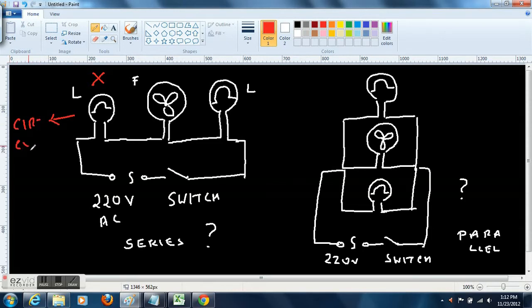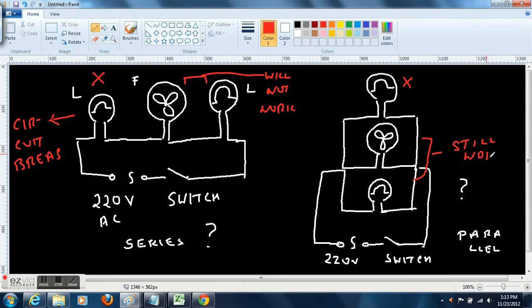Now suppose I connect them in series, hypothetically, and suppose one lamp stops working, breaks. Then what is going to happen? The circuit will break here. Then the remaining appliances like the fan and the other lamp will stop working. Whereas when I connect these three in parallel, suppose one lamp stops working, still the remaining two will work, because they are connected individually to this power supply. They are parallel, so the others will still get electric supply and will still work.